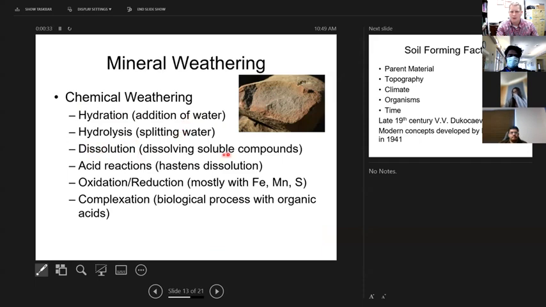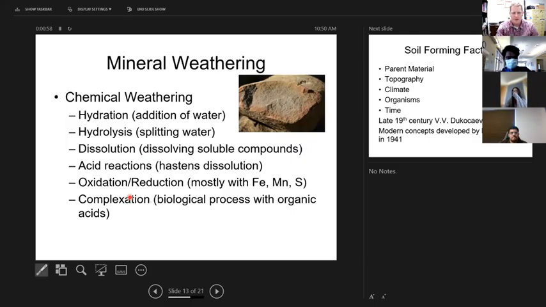We've got dissolution where things dissolve. There's acids that can hasten dissolution and break things down. Oxidation reduction, and then complexation. And you know, I don't need you to memorize what all these things are, but just know that chemically there's a lot of different ways that a soil can weather.